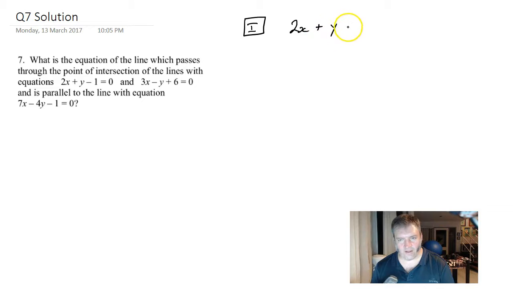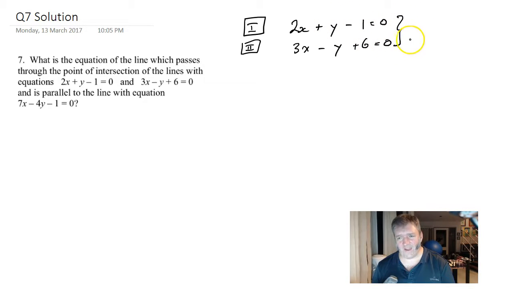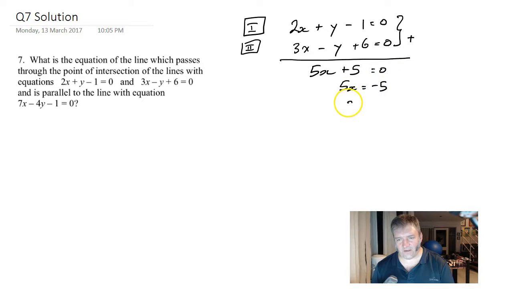2x + y - 1 = 0. And the other bit of information they gave me was 3x - y + 6 = 0. Well, this is nice. The coefficients of y are already the same value. One's positive and one's negative, which means if I add those two equations together, equation 1 plus equation 2, I get 2x plus 3x is 5x, -1 plus 6 is plus 5, and of course my y's disappeared. Positive y, subtract y, they cancel each other out. 0 plus 0 is 0. Solving this is kindergarten work for each of you. Subtract 5 from each side, divide by 5, x equals -1.